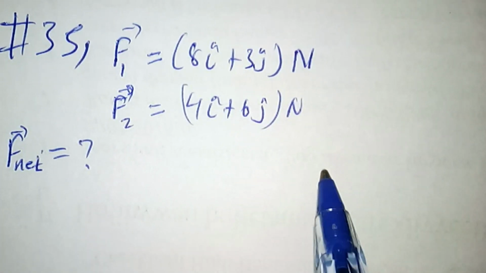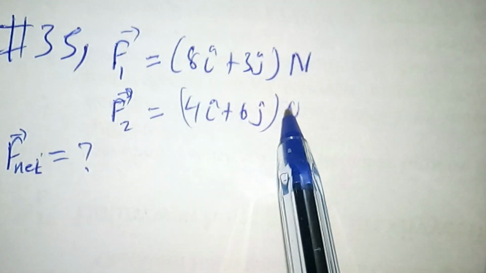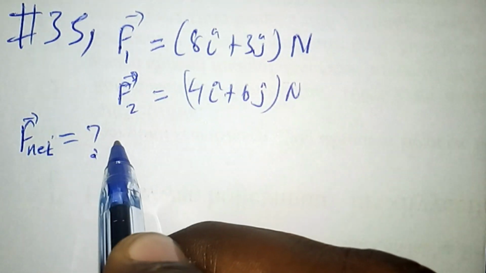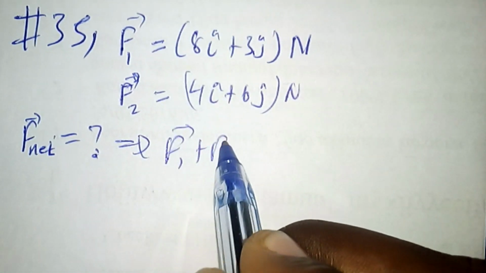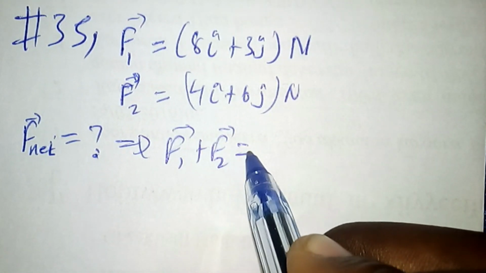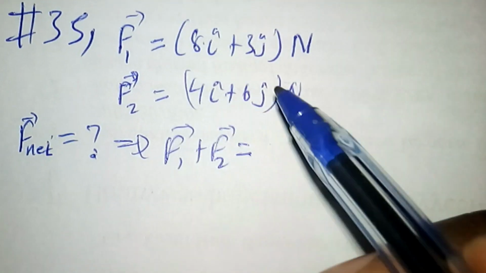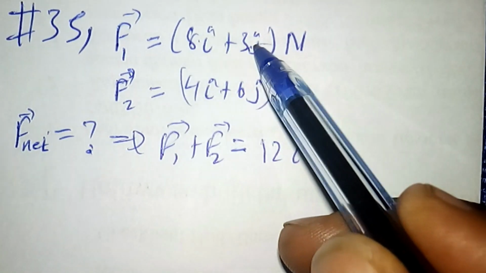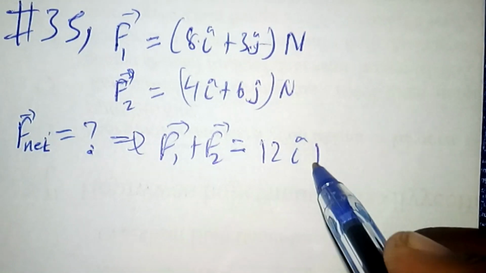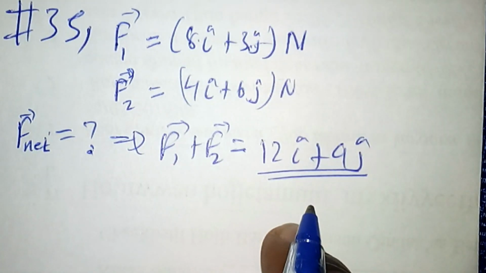Two forces F1 and F2 are given. What are the magnitude and the direction of the net force? F net equals force 1 plus force 2, the resultant force. So this equals 8i plus 4i, which gives us 12i, and 3j plus 6j, which gives us 9j. So this is the net force.